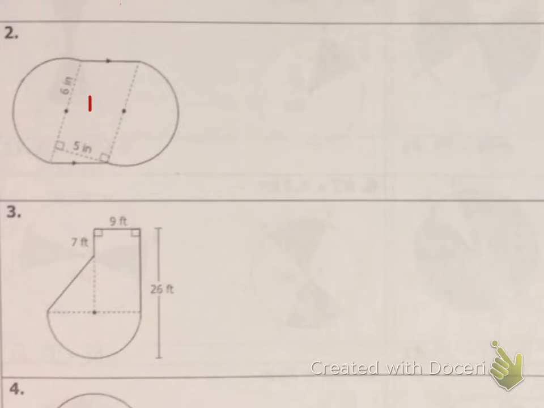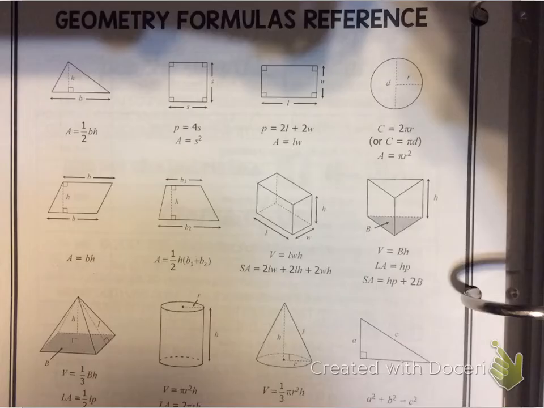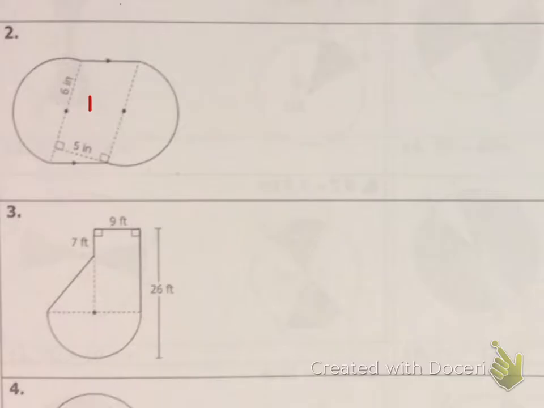Again, if you're not sure what the areas are for these, then what I would suggest is go back and use the formula sheet that you have. Geometry Formulas Reference. I'll post it up again for y'all, but here's a picture. That's to kind of help you. But let's go back and look at this.